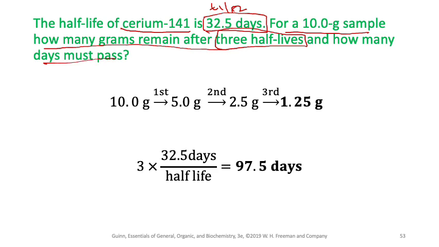So let's do it with both the ways that we just learned, right? Let's start with the first one. You started with 10 grams, you have 3 half-lives. After the first half-life, how much amount is left? Half of the previous one, 5. After the second, 2.5, half of the 5. After the third half-life, half of the previous one, 2.5, is 1.25. So this is the amount that's left after 3 half-lives. And it says how many days must pass.